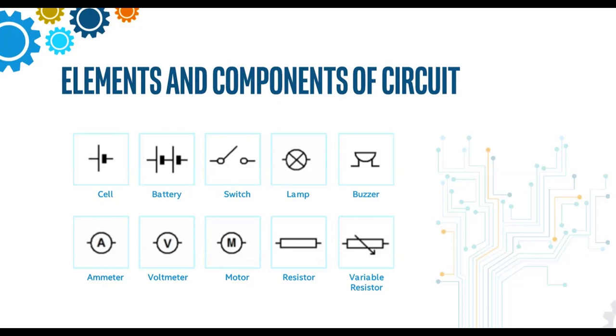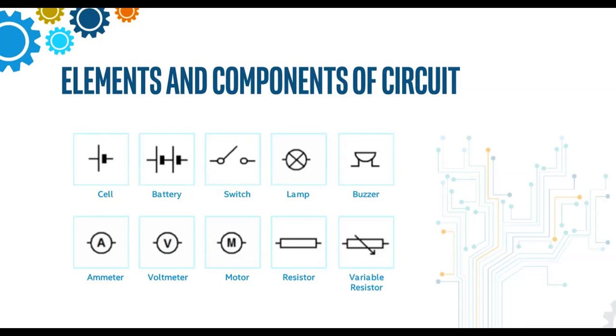So the symbol of a cell is the first one. Cell has a positive and negative. The battery symbol is like this. Again, it has a positive and negative. The switch symbol is like this. We can press it as a switch. Then the lamp looks like this. This is the symbolic representation of a lamp. Then this is the buzzer symbol, ammeter symbol, voltmeter symbol, motor symbol, resistor symbol, and variable resistor symbol. These are the different symbolic representations.